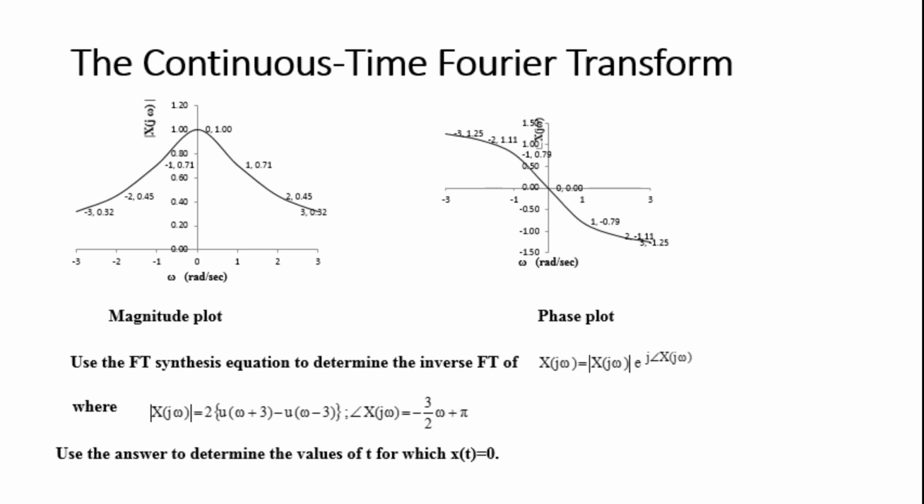Next problem, use the Fourier transform synthesis equation to determine the inverse Fourier transform of x of j omega is equal to mod of x of j omega into e power j angle of x of j omega, where mod of x of j omega is equal to 2 into u of omega plus 3 minus u of omega minus 3. Angle of x of j omega is given by minus 3 by 2 omega plus pi. Use the answer to determine the values of t for which x of t is equal to 0.